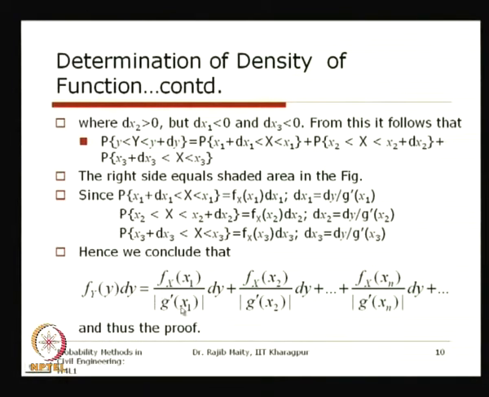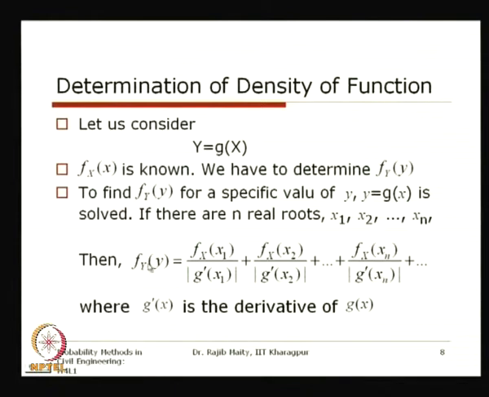So in the next step we will get fy of y, that is, the density function for y, equals fx x1 divided by this, which means just a summation of these ratios. So we are getting this form. This is known as the fundamental theorem for the determination of the density function of y when the density function of the random variable x is known.